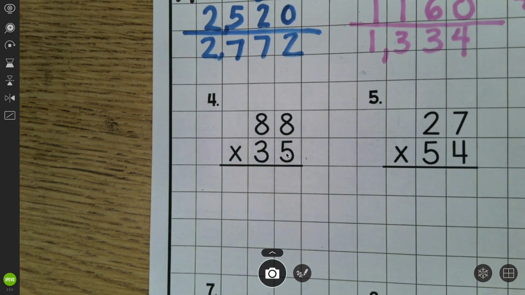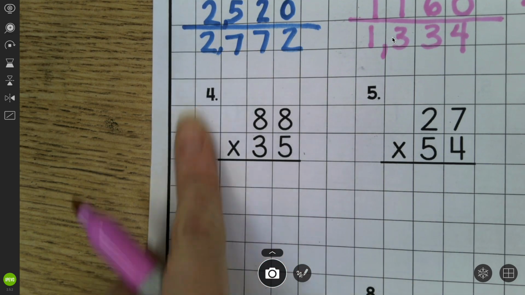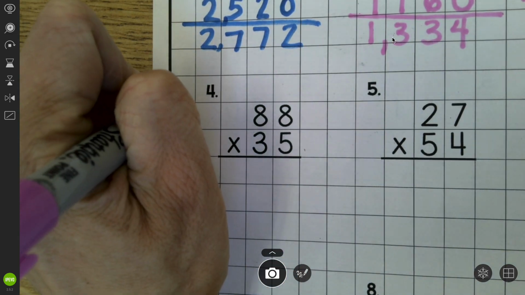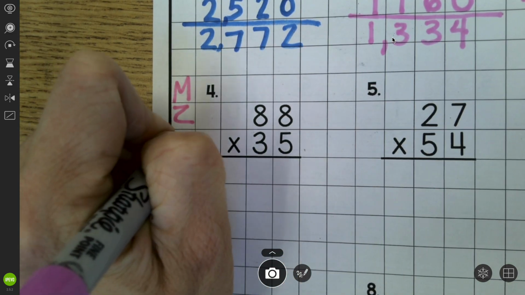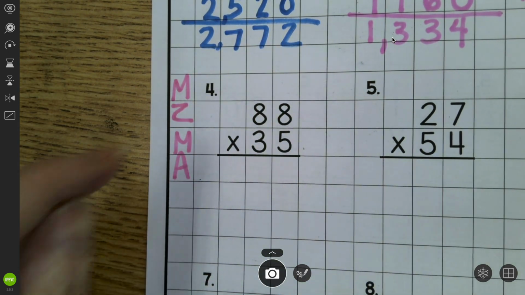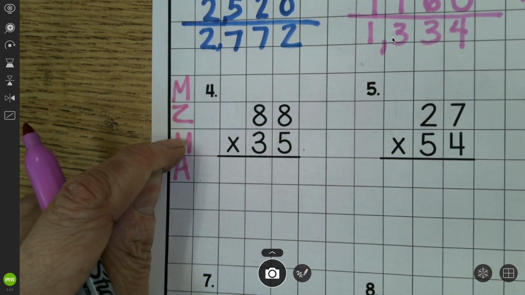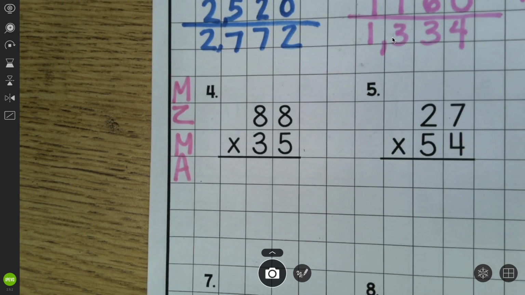Now I want you to pause the video and try to do this one on your own. Okay? You're going to multiply, put the 0, multiply, and add. Pause it now.